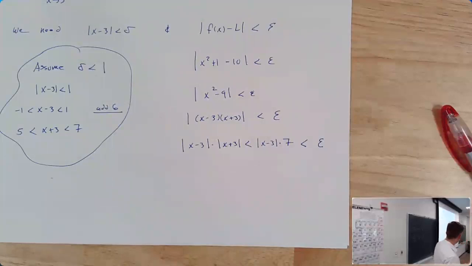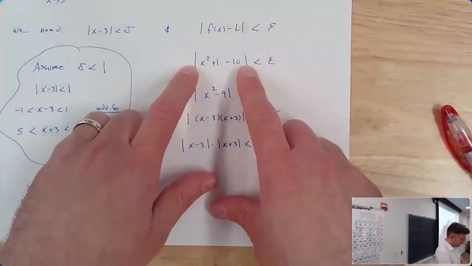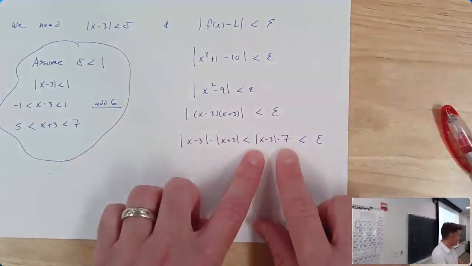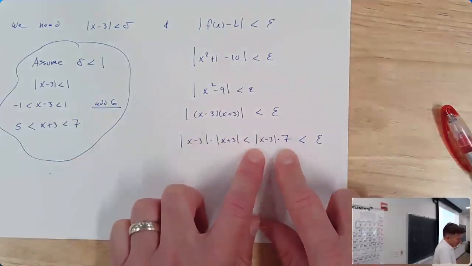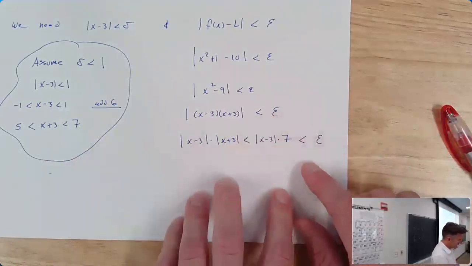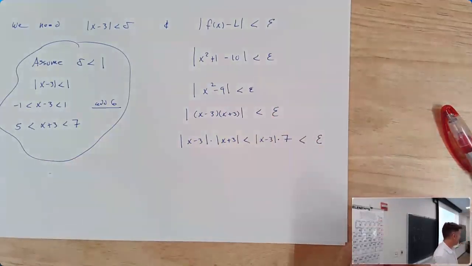So what I'm trying to do is get to a place where I can say that the absolute value of my function is equal to this, equal to this, less than that. And then I want that to be less than epsilon. I'm putting an intermediate inequality in here to get to what I want, which is a little tricky.